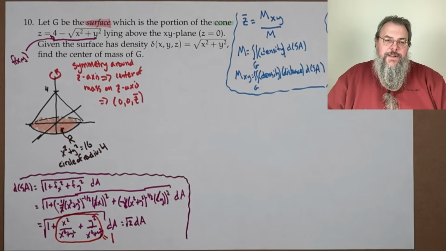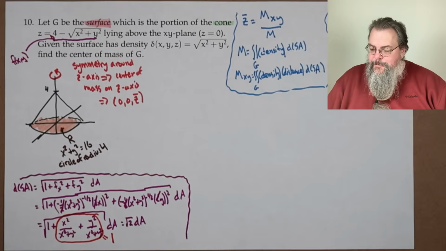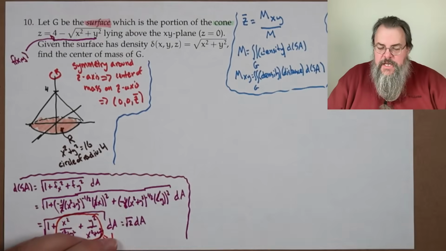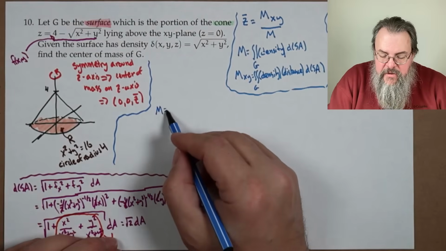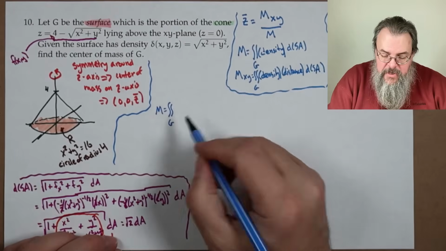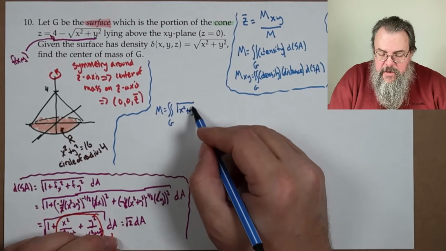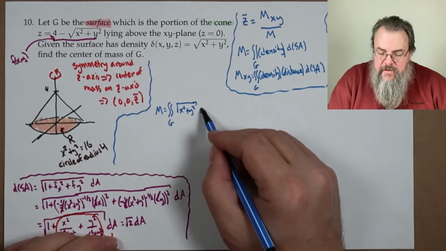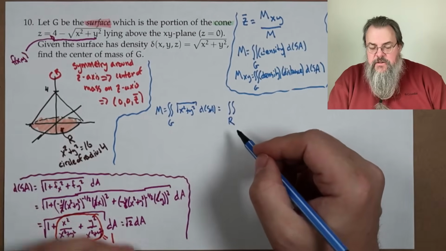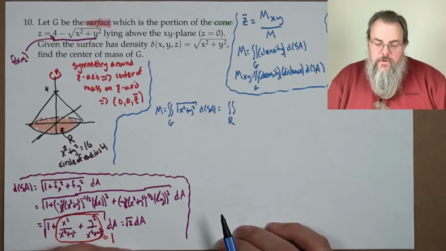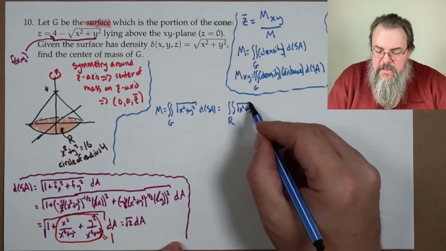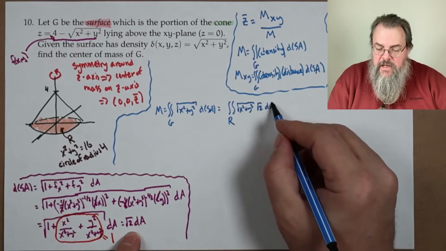Now we have our tools. We are ready to write our pieces. So let's begin. We'll start with our mass. Mass is the integral over our surface of our density function, which is given to us, square root of x squared plus y squared, dS. Now it becomes an integral over our region, because we're pushing the integral down into our region, of the square root of x squared plus y squared, and then dS becomes square root of 2 dA.